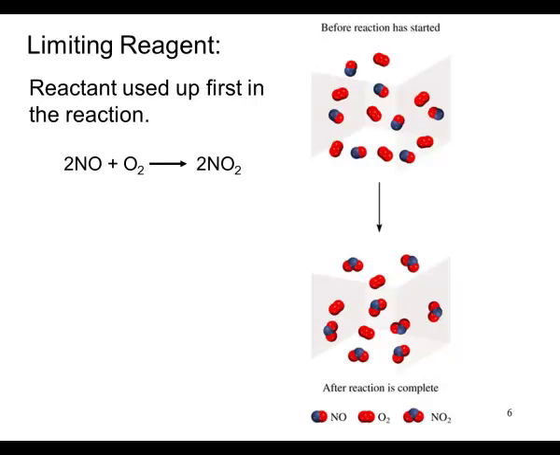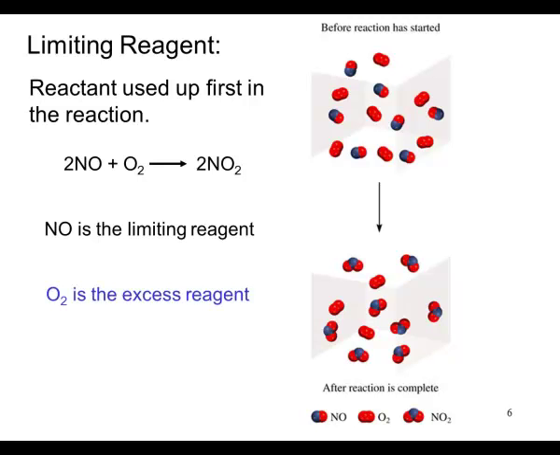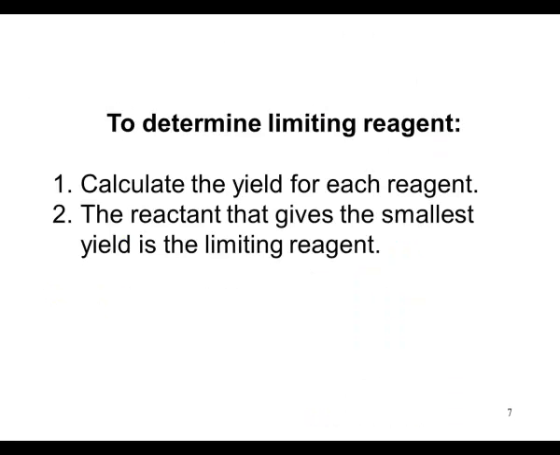The reaction proceeds. The NO turns out to be the limiting reagent because the oxygen is in excess. There's oxygen left over when the reaction is complete. We're going to determine limiting reagents in problems that we'll do in class. The method is to calculate the yield for each reagent, and the reactant that gives the smallest yield is the limiting reagent.